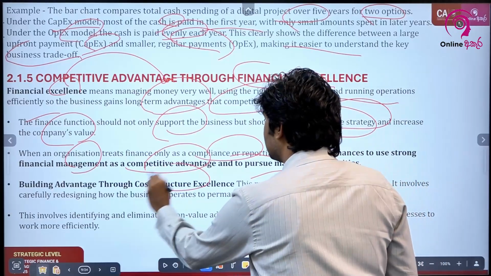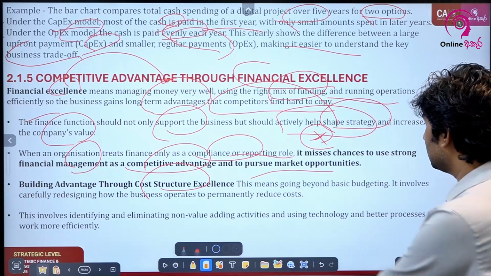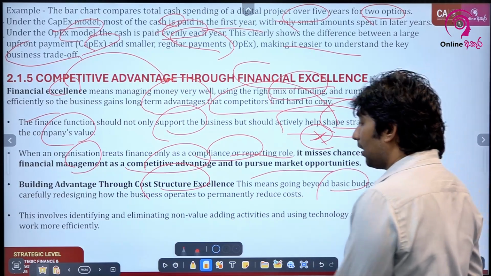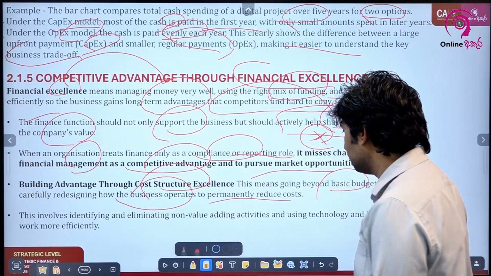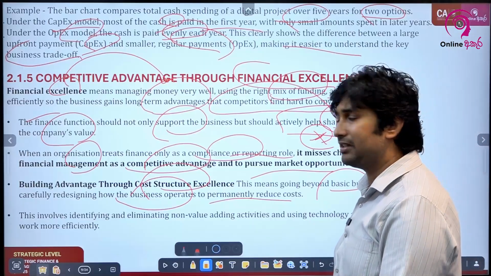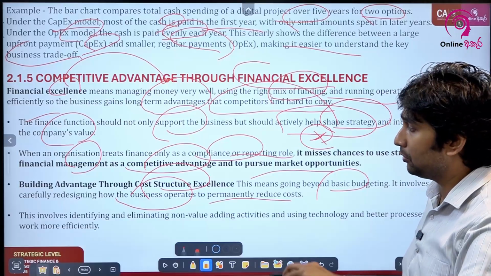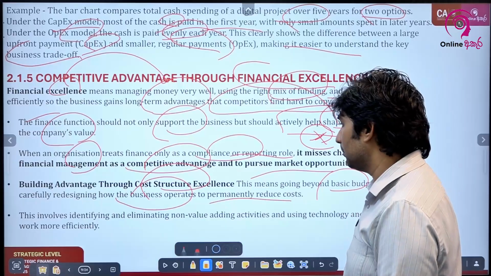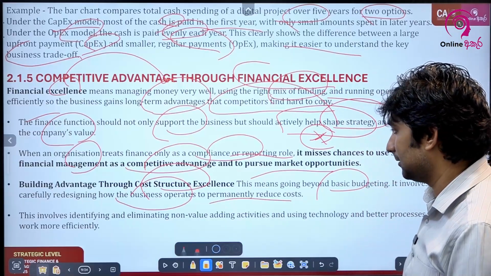Building advantage through cost structure excellence. So, this means going beyond basic budgeting. It involves carefully redesigning how the business operates to permanently reduce costs. Rather than doing budgeting and variance analysis, what you should do is figure out ways to redesign your business processes so that your costs will be reduced permanently.